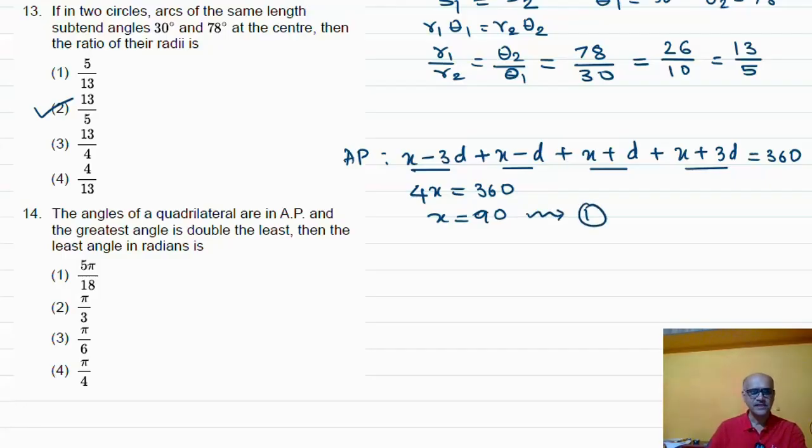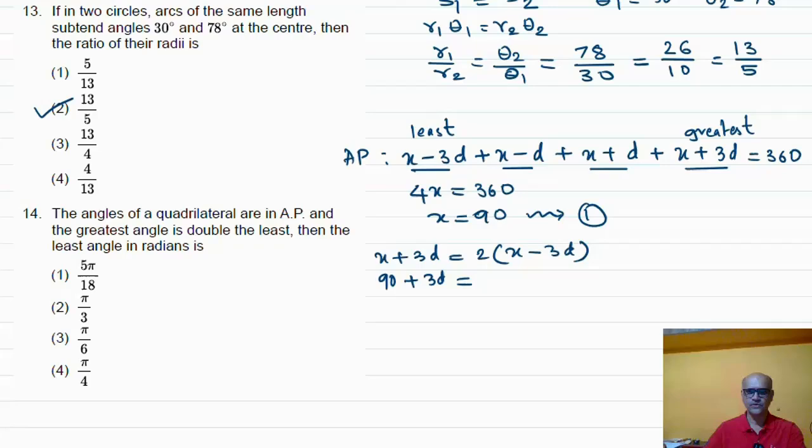Then what he says: the greatest angle is double the least. So x plus 3d is the greatest, x minus 3d is the least. The greatest angle is double the least, that is, x plus 3d is double of x minus 3d. Now substitute the value of x, and we get d. So 90 plus 3d is equal to 2 into bracket 90 minus 3d. If you solve this, you will have the answer.